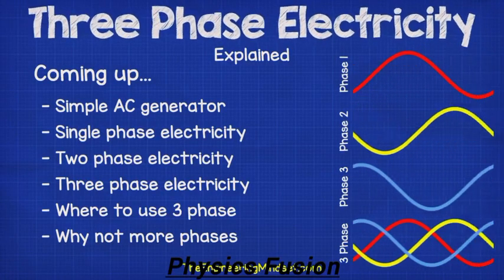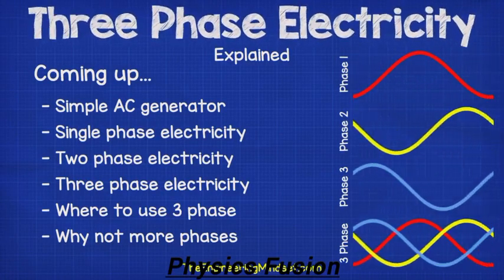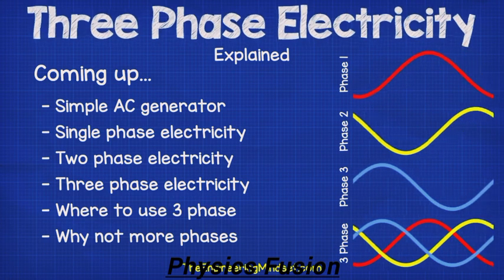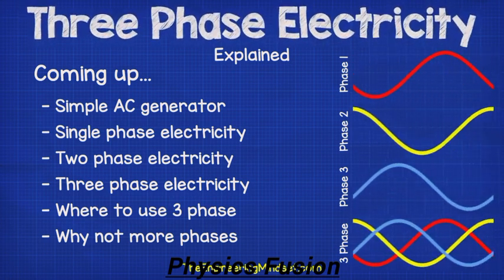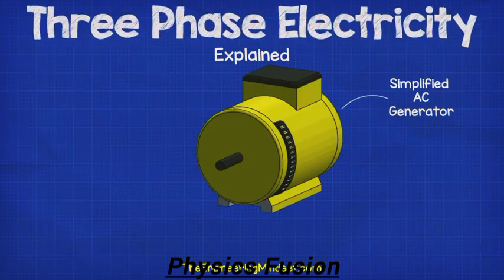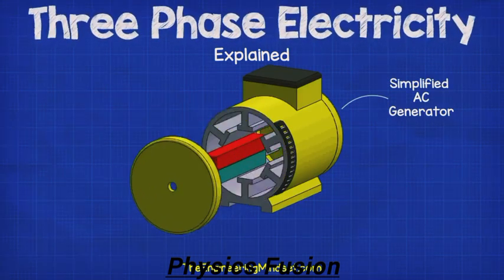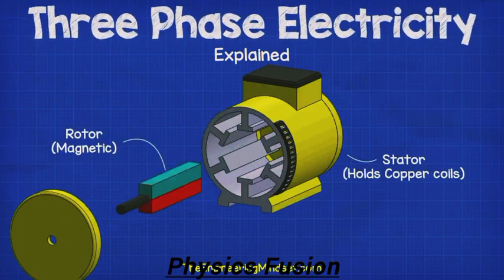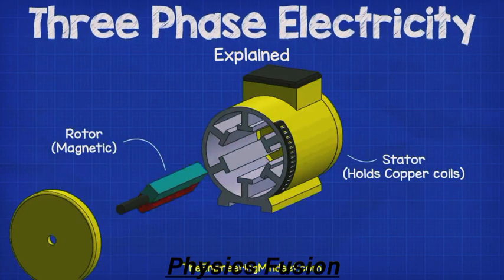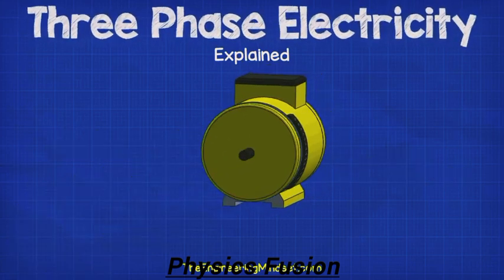and then finally three-phase power, as well as how three-phase power is used and why, also why we don't use 4, 5, 6 phase etc. power. So first of all, let's start with a simple AC generator. We'll start with a single phase to understand what's happening, and then we'll add in other phases until we get to 3 phases.